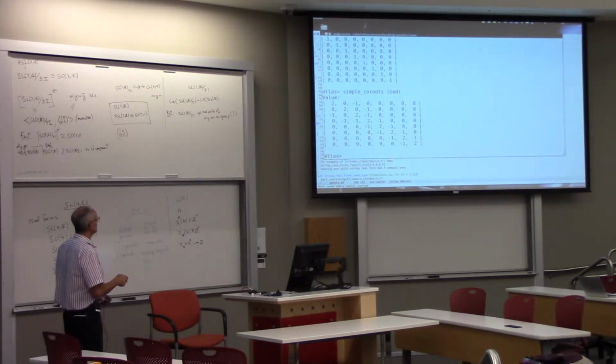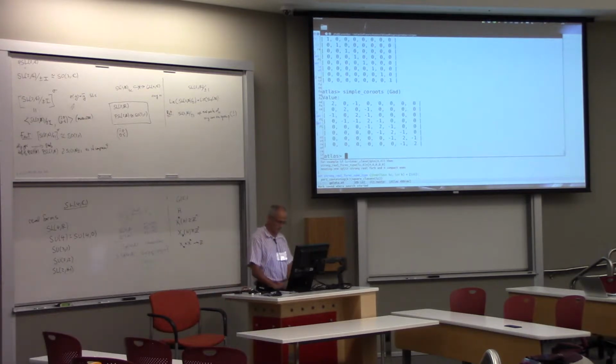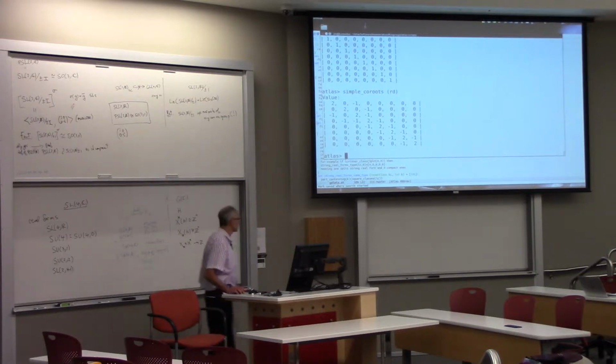Actually, it's the root datum that would have sufficed. We just asked about simple roots and coroots. You don't need to do the type root datum, you can do it directly from RD. But that doesn't show me the roots, does it? Simple roots of RD. Oh, of RD, sorry. You're absolutely right. Simple roots of RD and simple coroots of RD. That's correct.